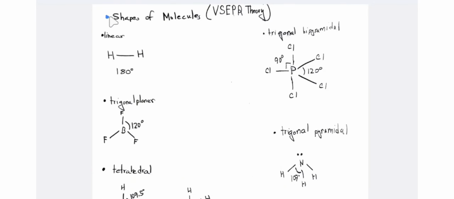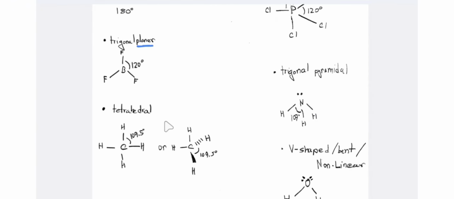Now we will discuss the shape of molecules by VSEPR theory. For hydrogen compounds like this, the structure is linear and the bond angle is 180 degrees. Then for boron trifluoride, three fluorines are on three sides, so it is trigonal planar and the bond angle is 120 degrees.